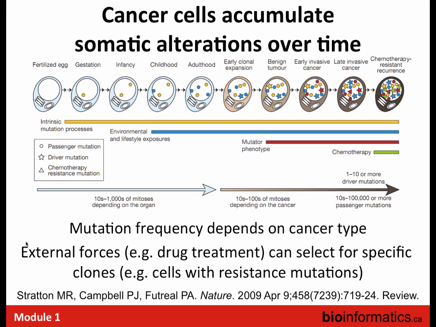Pediatric cancers, a lot of the heme malignancies are very low mutation rate. They're occurring much earlier on in the life cycle of a lot of these cells. But certainly external forces can drive increased, really the piling up of additional mutations.